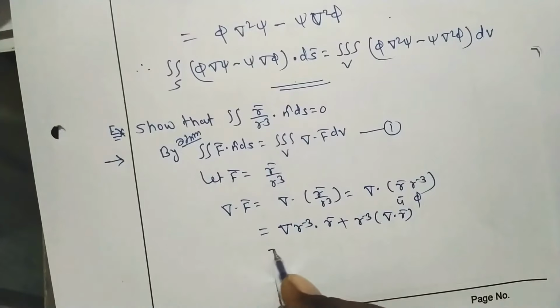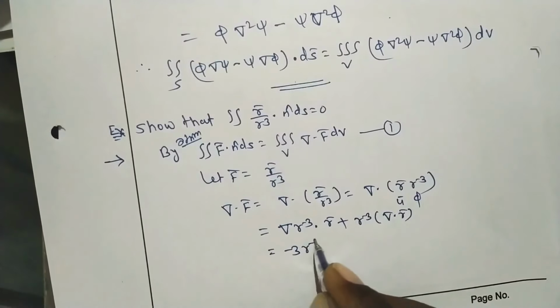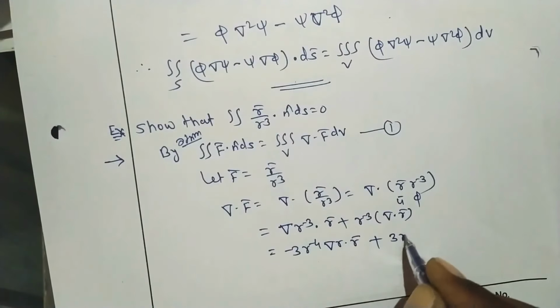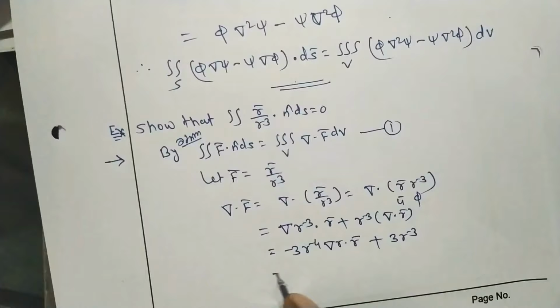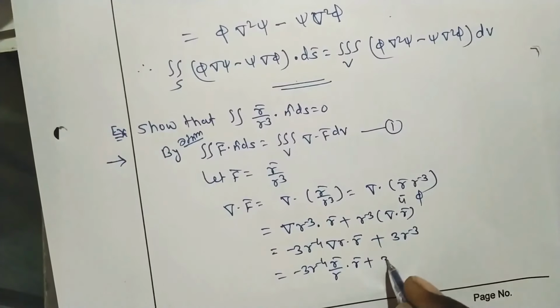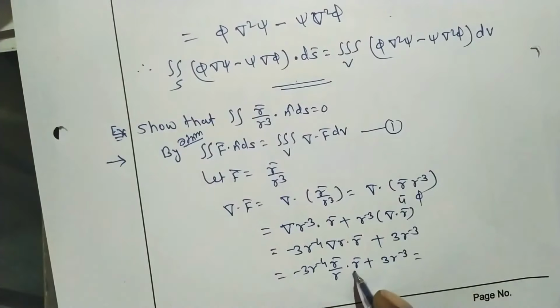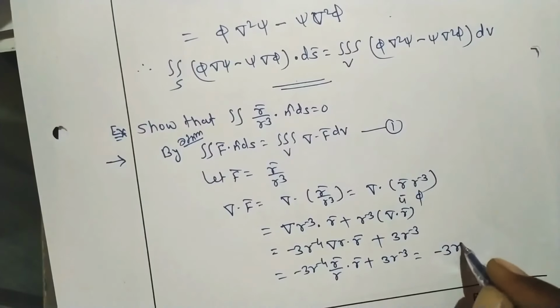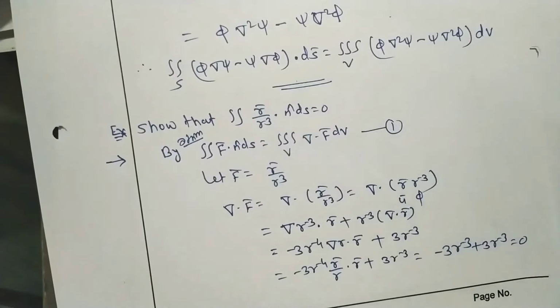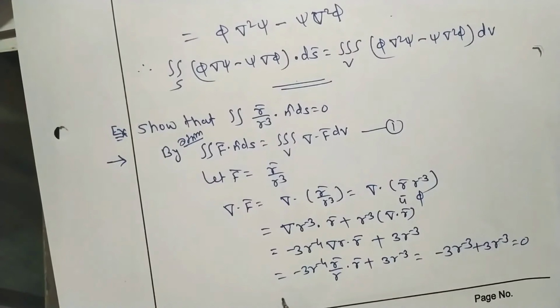So del of r raised to minus 3 can be written as minus 3 r raised to minus 4 into del r dot r bar, plus del dot r bar, which is 3, times r raised to minus 3. We know the value of del r is r bar upon r, so this is r bar dot r bar upon r, plus 3 r raised to minus 3. This r bar dot r bar is r square upon r, which is r, into r raised to minus 4, so it is minus 3 r raised to minus 3 plus 3 r raised to minus 3. So what is this? This is 0. So the value of del dot f bar is 0.